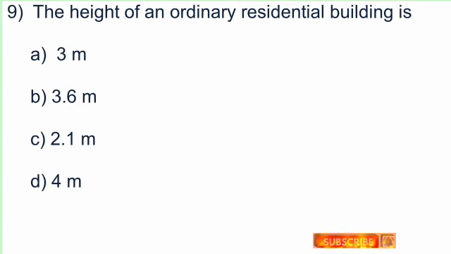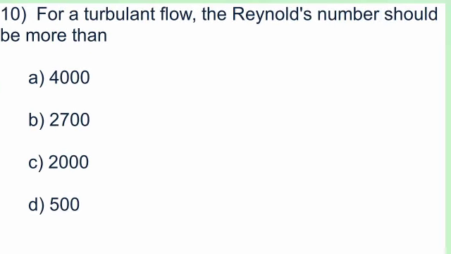Next question. The height of an ordinary residential building is option A 3 meter, option B 3.6 meter, option C 2.1 meter, and option D 4 meter. And the answer is option A 3 meter. 10th question. For a turbulent flow, the Reynolds number should be more than option A 4000, option B 2700, option C 2000, and option D 500. For a turbulent flow, the Reynolds number should be more than 4000.